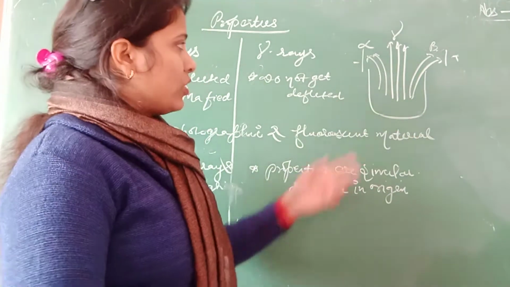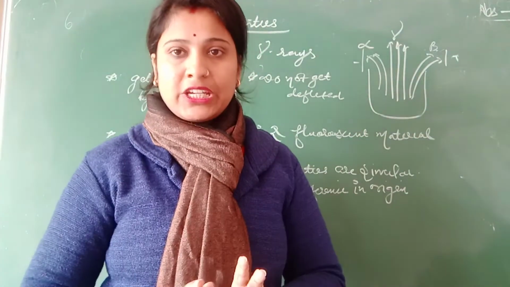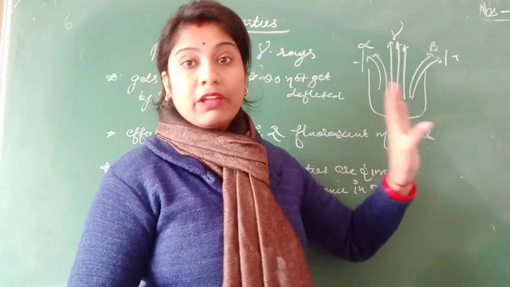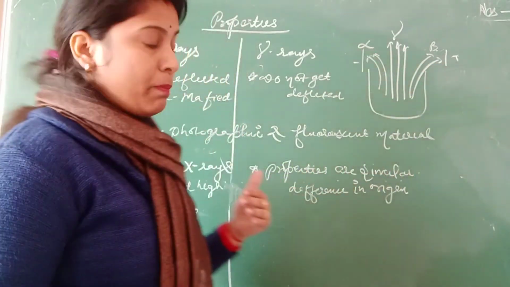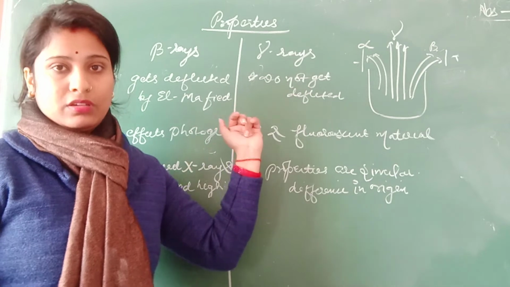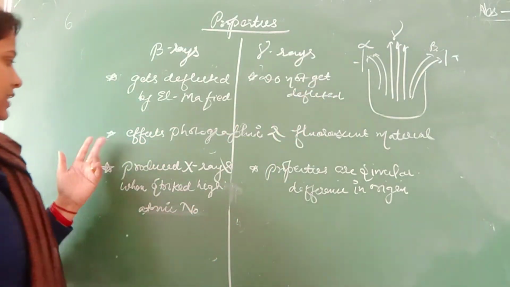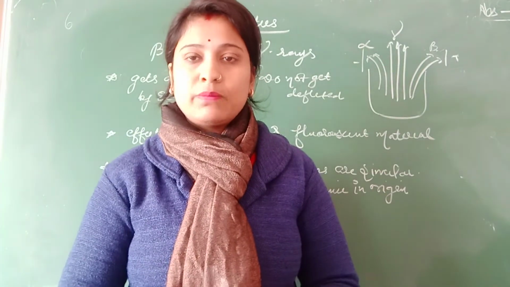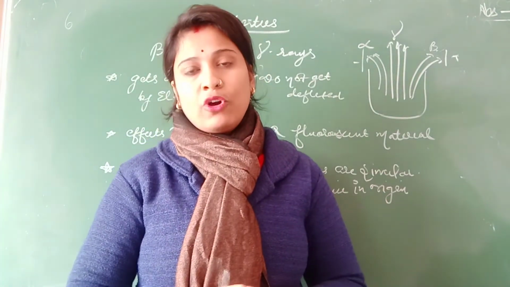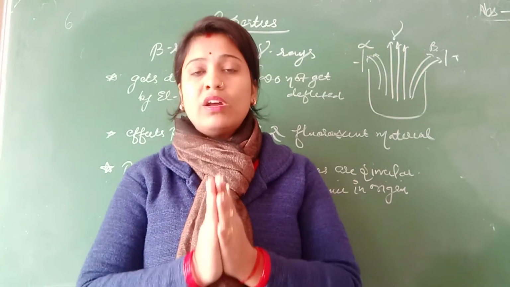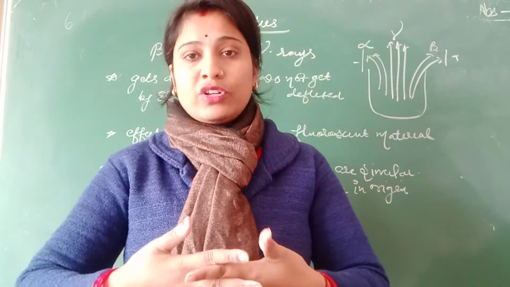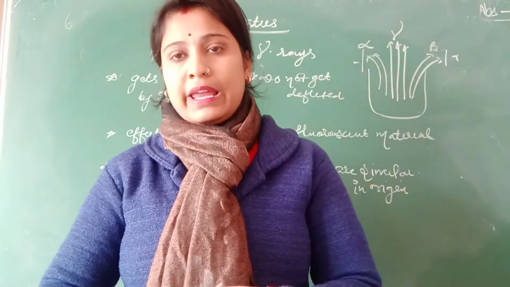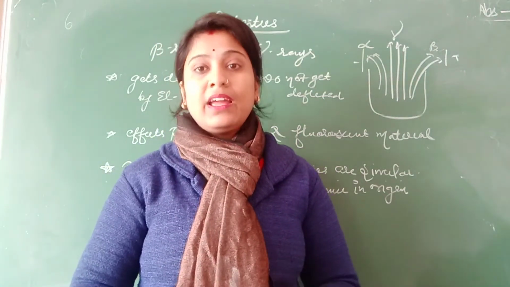So what we found was alpha and beta both were deflected when they were brought in contact with electric field, but gamma was not at all deflected. So it went in a straight path. So it is not deflected in electric or magnetic field. The second is it affects photographic plate and creates fluorescence on a fluorescent material. The same property was of alpha also: when it was falling on a photographic plate, it was creating an effect, and when it was falling on fluorescent material, it was producing light. The same is the property of beta and gamma also.